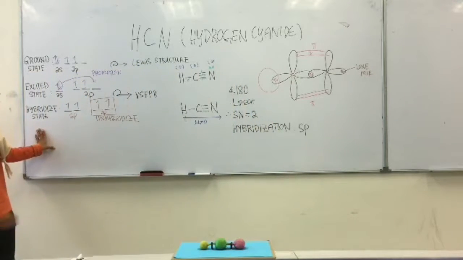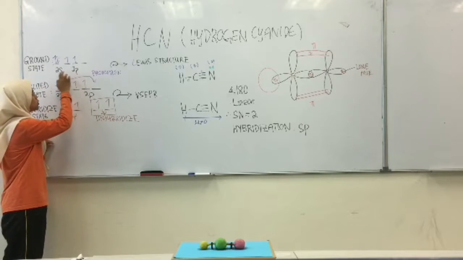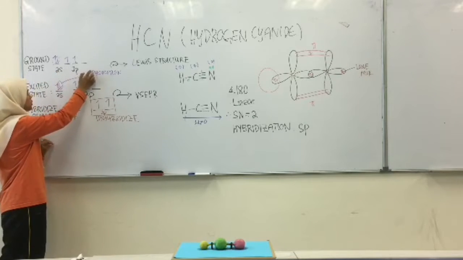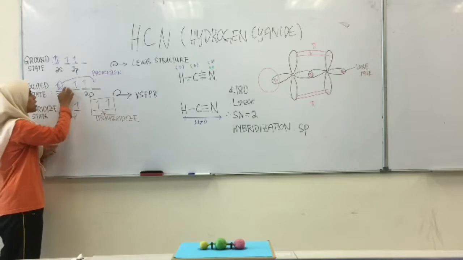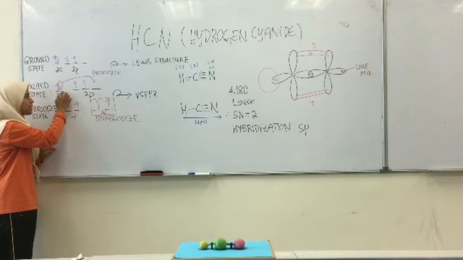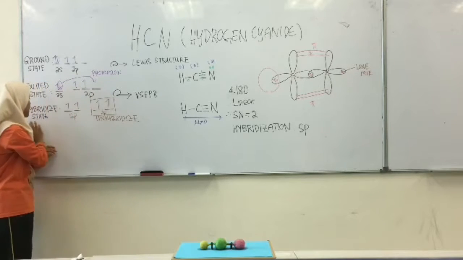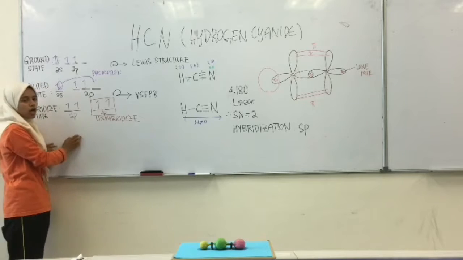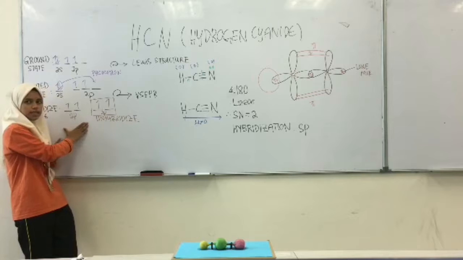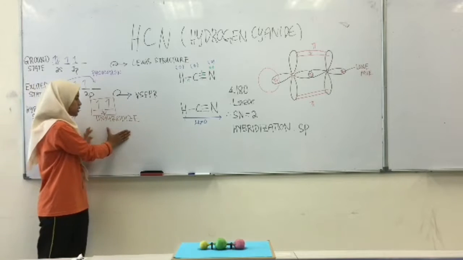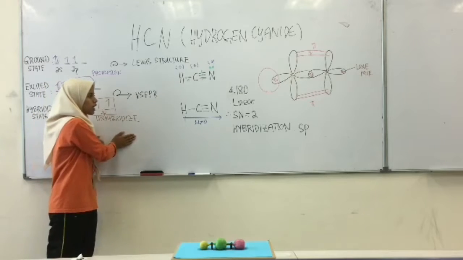So this is the ground state for the carbon atom, 2s2, 2p2, and this is the excited state. 1 electron from the s orbital is promoted to the p orbital, and this is the hybridized state for carbon. 2 electrons are hybridized and another 2 electrons are unhybridized, as they will form pi bonds.